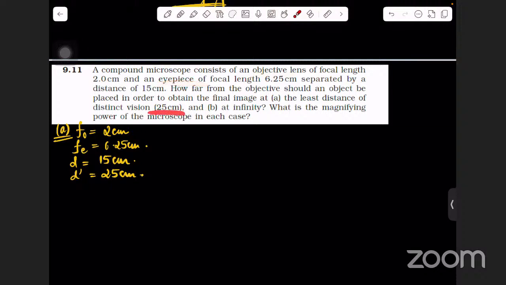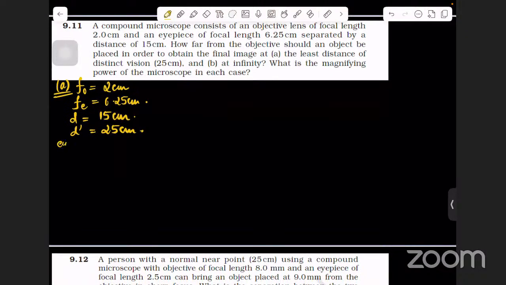So if the image is finally formed at 25 centimeters, that means the image of the eyepiece is formed at 25 centimeters. So first we will write the lens equation for the eyepiece. For the eyepiece, we have the image distance V of eyepiece as minus 25 centimeters, as you can see the image. Object distance, we don't know. Let's say it is some U of eyepiece.